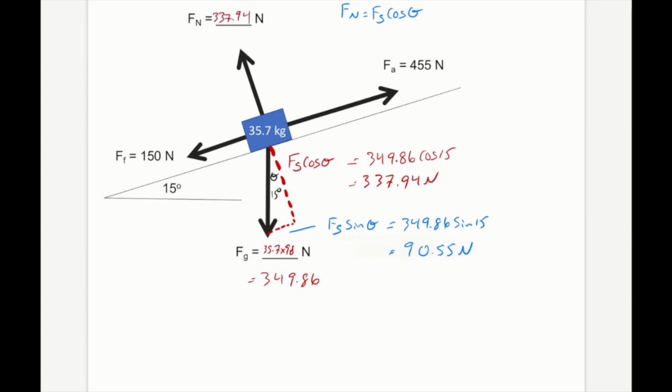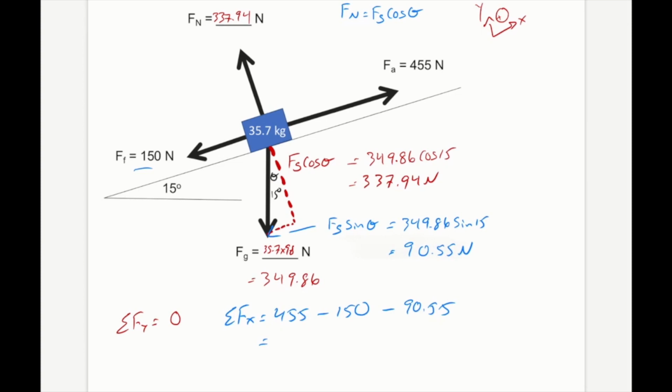Now we need to find the net force. Keeping in mind our x and y axes look like this, we know that the sum of the y forces is going to equal 0 because the object isn't flying off the page. So what we really need to concern ourselves with are the x forces. The sum of the forces in the x direction is going to include 455. We're going to subtract our force of friction, which is 150. We're going to subtract this force right here going down the ramp, which is 90.55. And that's all the forces acting on this object in the x direction.